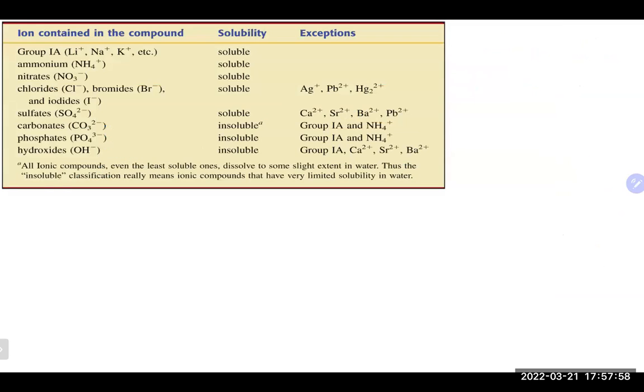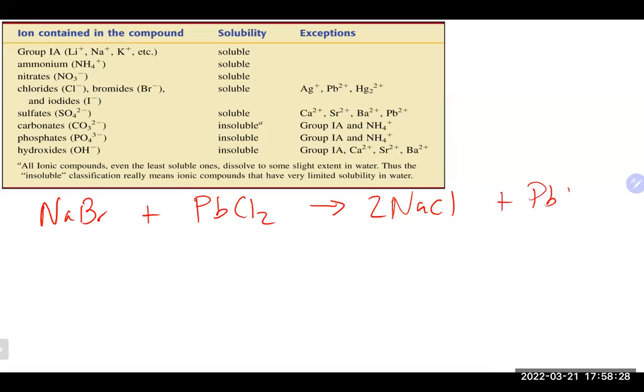So we take something like sodium bromide plus lead chloride. This will be a double displacement reaction where we get some sodium chloride and we get a little PbBr2 in this case, maybe a 2 right there as well.